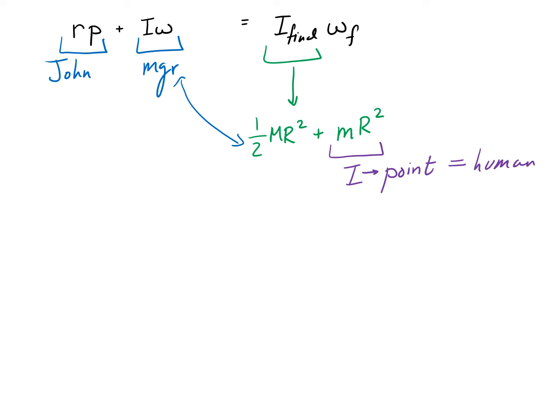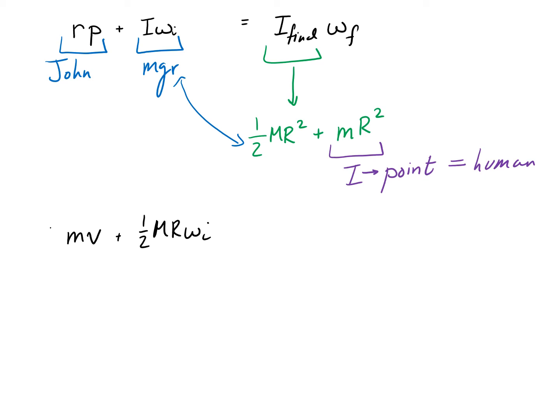Humans are very weird shapes, so we're going to pretend we are still points, even though everything we've been doing in this chapter says that's wrong, to make it as simple as possible and actually doable for this class. Humans are equal to points. So that means we can rewrite our equation. We're going to have mrv plus 1/2 mr squared, omega i, because that's technically what we have here.